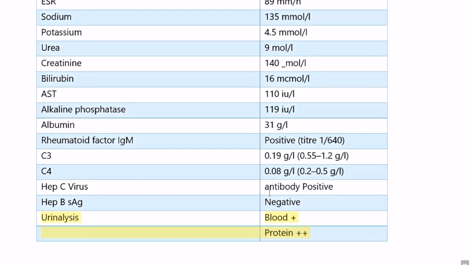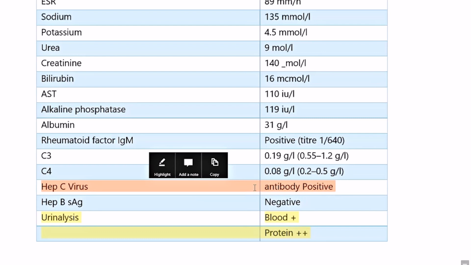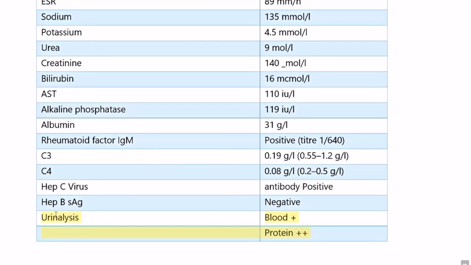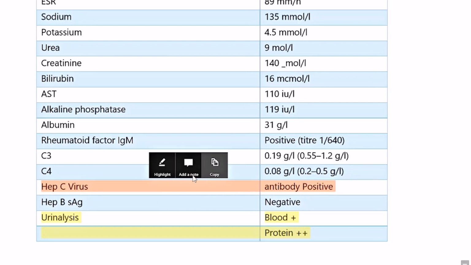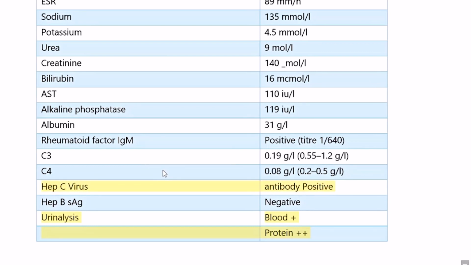Hepatitis HBsAg is negative, but anti-HCV antibody is strongly positive. So once again, the diagnosis is clear cut: we are talking about cryoglobulinemia with hepatitis C virus. And one of the important ones is the C3 and C4, the complement levels. So let's talk about them. Complement level is strongly associated. C3 and C4 are lower than the normal range that is given within the brackets.